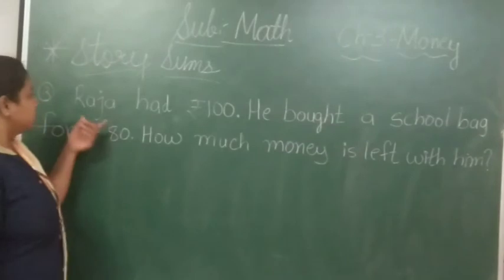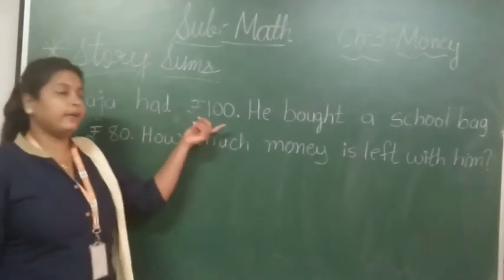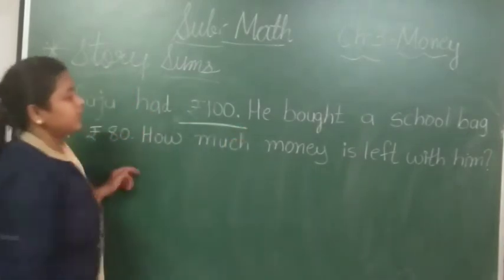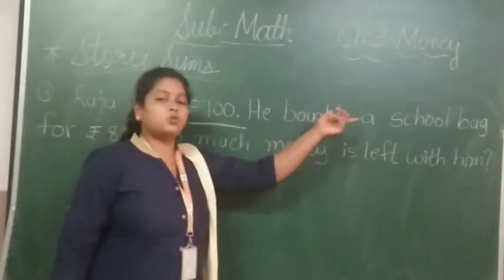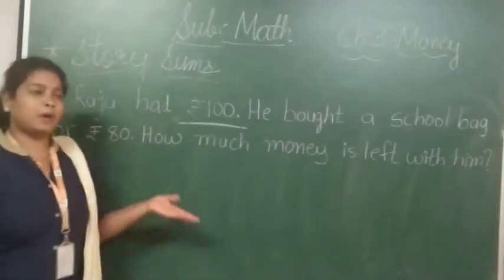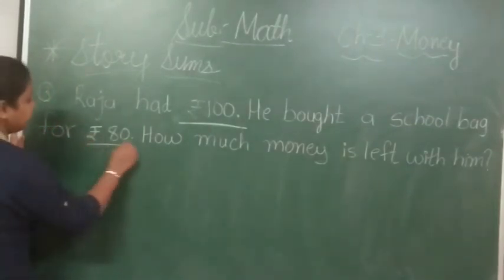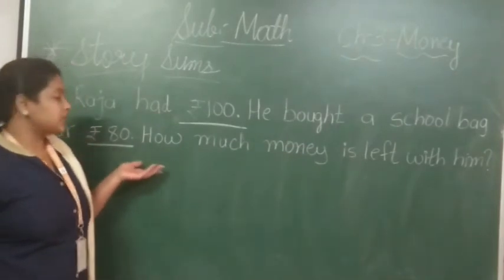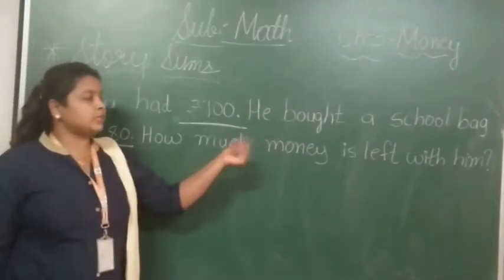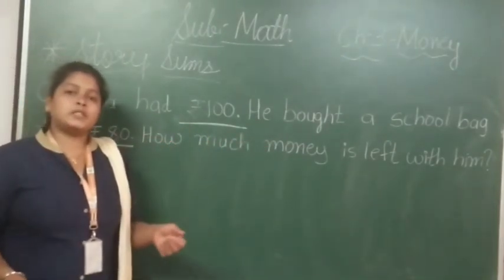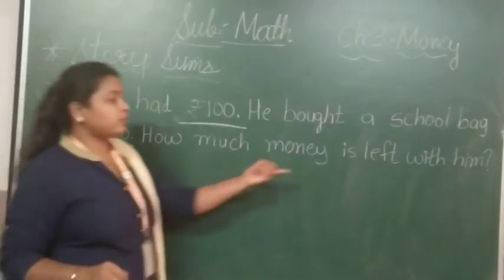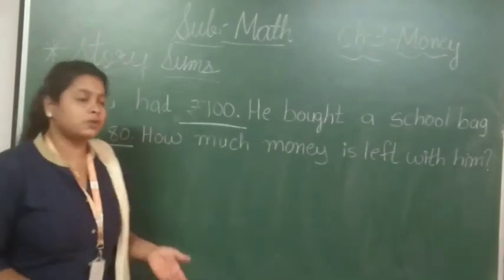Next example: Raja had rupees 100. How much? 100 rupees. He bought a school bag. और उसने क्या खरीदा? School bag खरीदा. For rupees 80. He has purchased the bag that costs rupees 80. So how much money is left with him? तो उसके पास कितने पैसे अब रहे होंगे? So we will solve. As it is asked what is left with him, that means subtraction will be there.